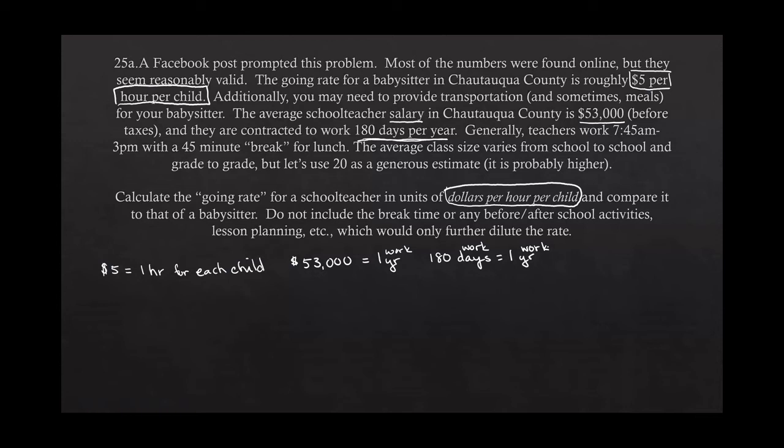And then we know that it says generally teachers work 7:45 a.m. to 3 p.m. with a 45-minute break. So we want to know how long they're working, but we don't want to include that 45-minute break. There's lots of different ways that you can do this. You can find out how long it is from 7:45 to 3 and then take those 45 minutes off. It's really up to you. I prefer to start at the 7:45 and just add those 45 minutes on to begin with. Actually, I would have broken it up completely differently, but let's just do that. So let's just say the break is the very first thing in the morning.